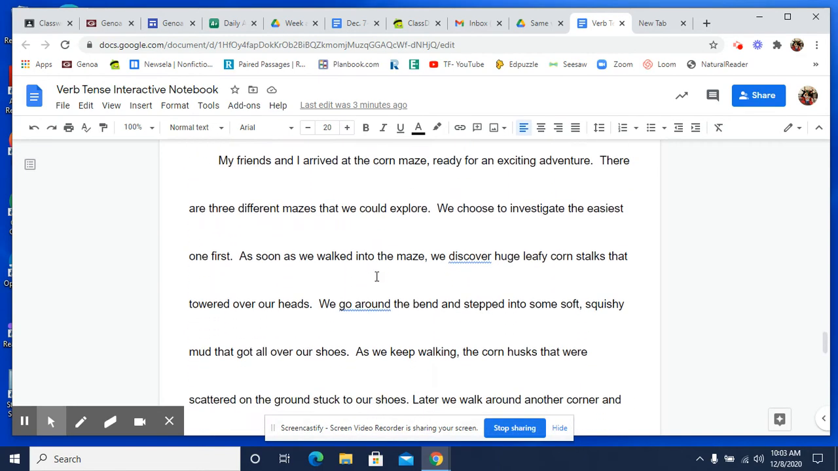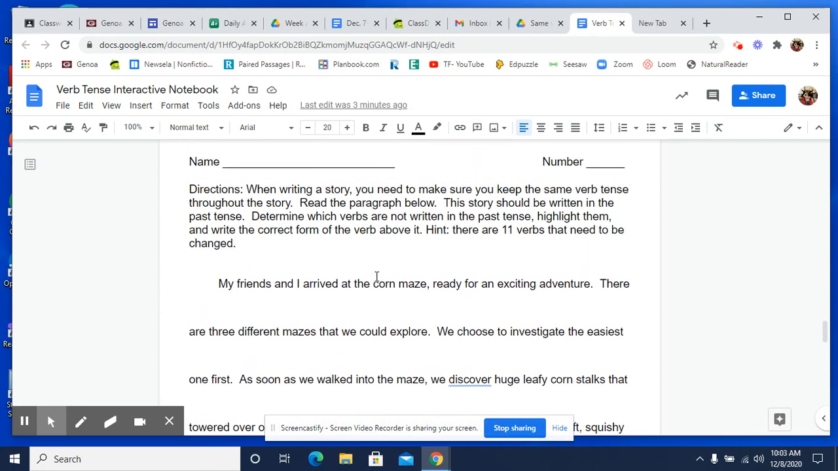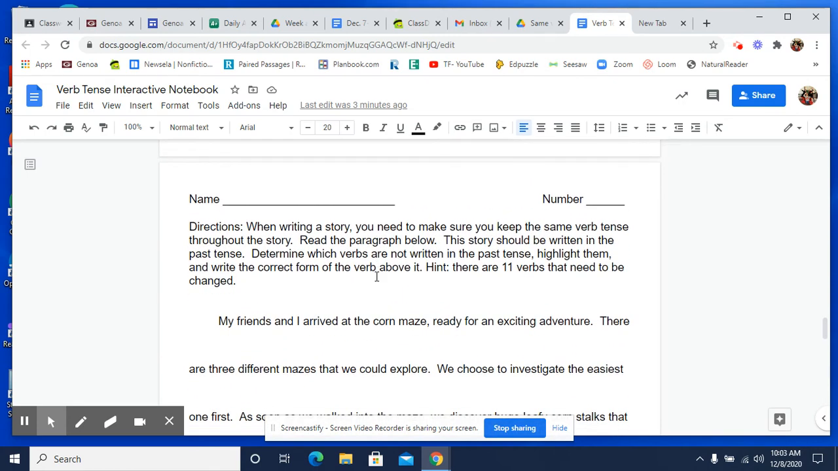Okay, so this is what they're going to do with paper and pencil, but because you're going to do it online, I'm going to change it. I want you to still highlight the verb, but don't write it above it, just replace it. So, in other words, determine which verbs are not written in the past tense, highlight them, and write the correct form of the verb. And just write the correct form of the verb. I'm not going to say above it. Okay? Let's do the first ones together.